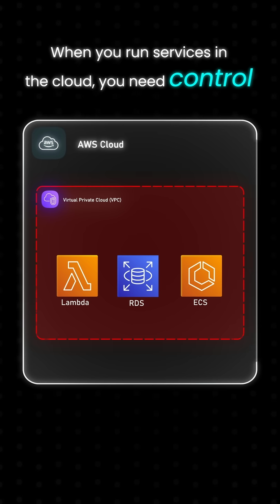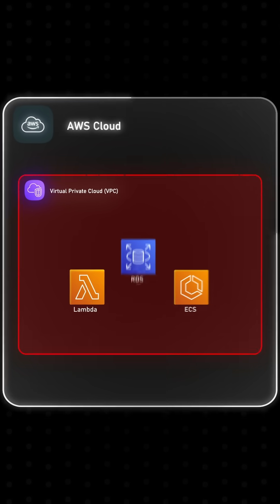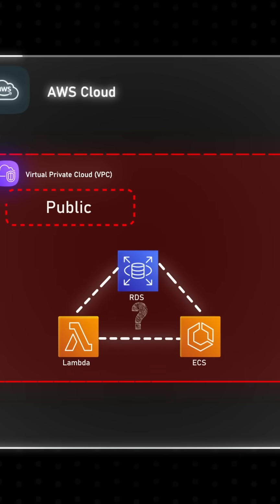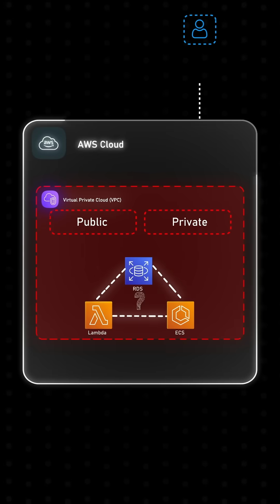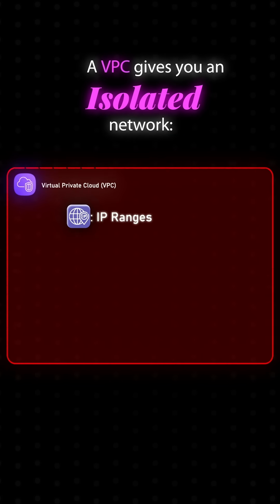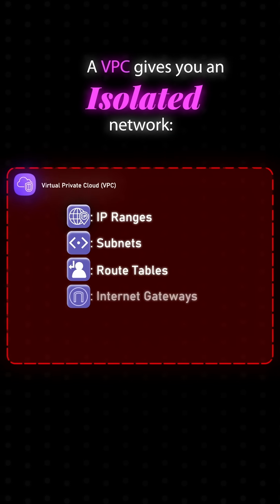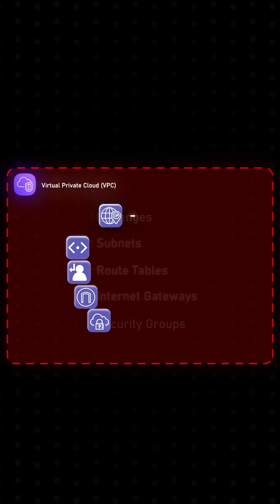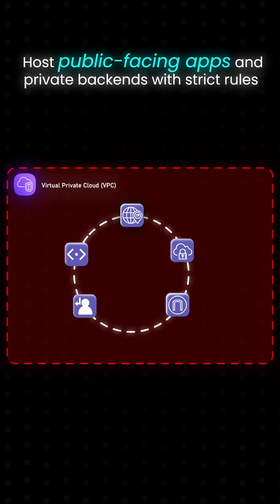When you run services in the cloud, you need control. Who can talk to what, which subnets are public or private, and how traffic leaves your environment. A VPC gives you an isolated network. You can then define IP ranges, subnets, route tables, internet gateways, and security groups. Together, they let you host public-facing apps and private backends with strict rules.